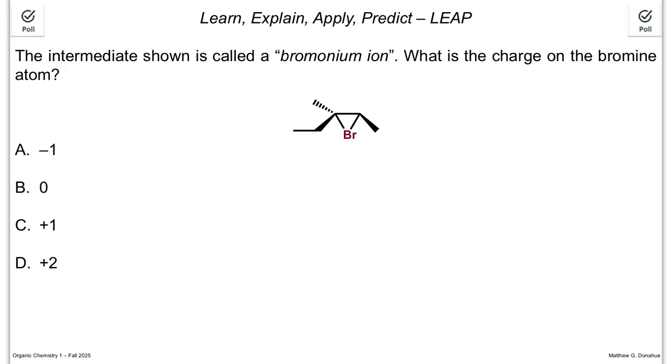When that bromine forms, it generates this thing called a bromonium ion. So what's the charge of the bromine? It has to be +1. Why is that? Because remember, you start with Br2, you're breaking a bromine-bromine bond. So the electrons in that bond have to go to the other bromine, and it ends up being Br minus.